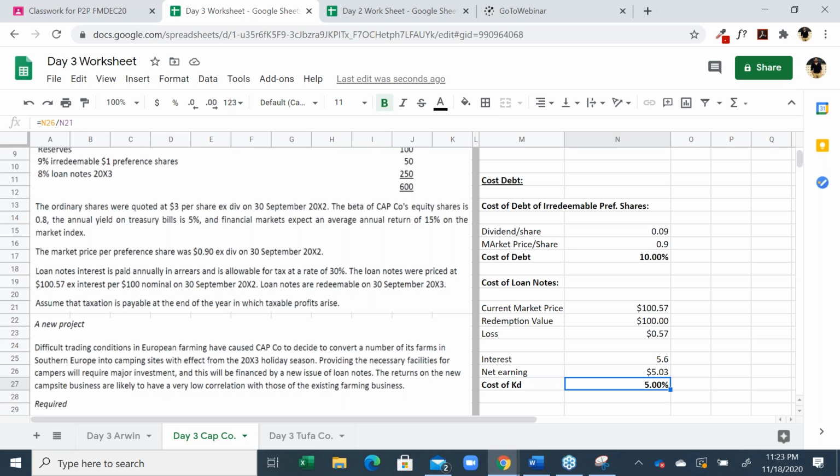So the total earning of this individual is 5.03 against $100.57 of investment. So this is the return for the investor, but cost for the company. The investor would say, I earned 5%, whereas the company will say, we paid 5%. So it's a cost for the company. Is that clear?